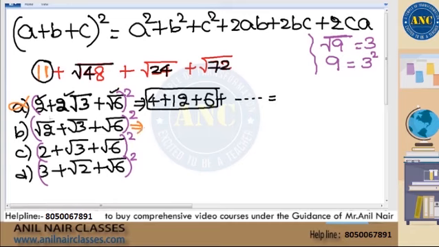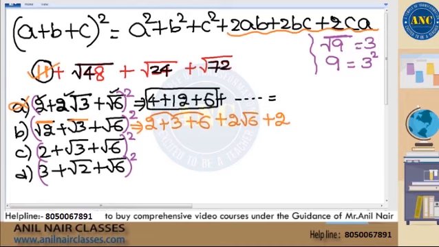Second option, if I use a square, it is root 2 whole square, b square is root 3 whole square, c square is root 6 whole square. Check it out till this part: 2 plus 3, 5, 5 plus 6, 11. Yes, the whole number is correct. Check these three terms: 2ab, 2bc, 2ca. 2 into ab, root 2 into root 3, it is root 6, plus 2 into bc, root 3 into root 6, it is root 18, plus 2ca, 2 into root 6 into root 2, it is root 12.